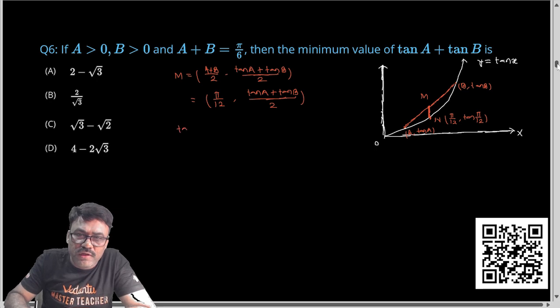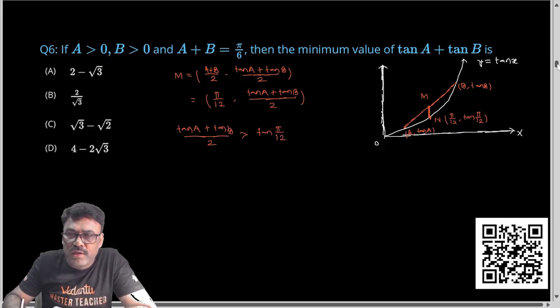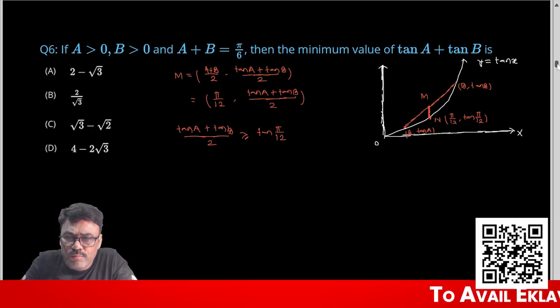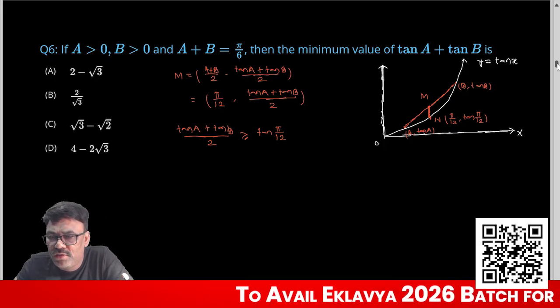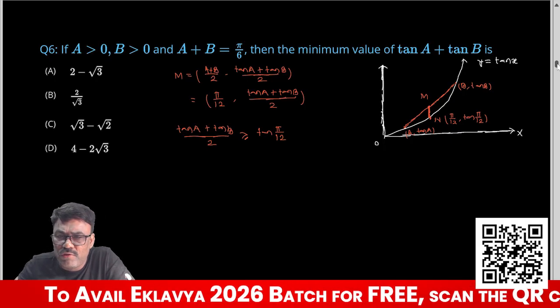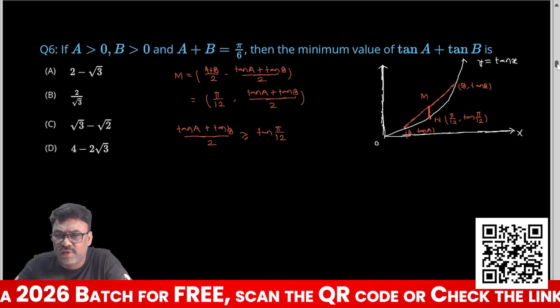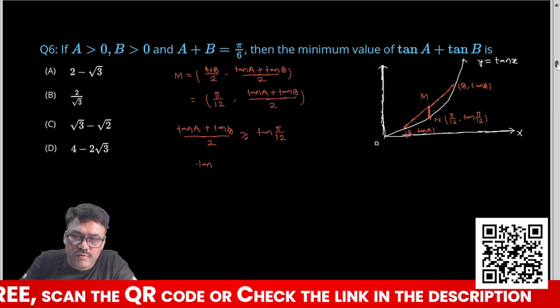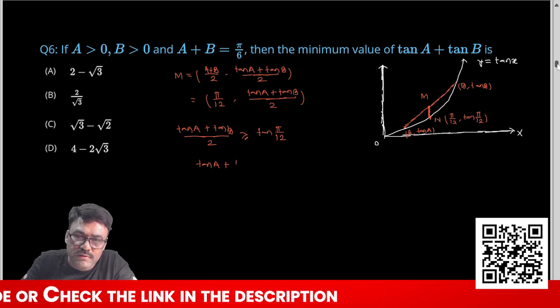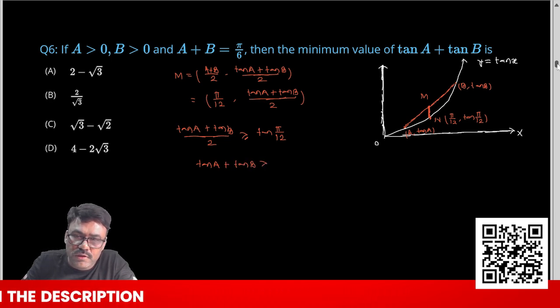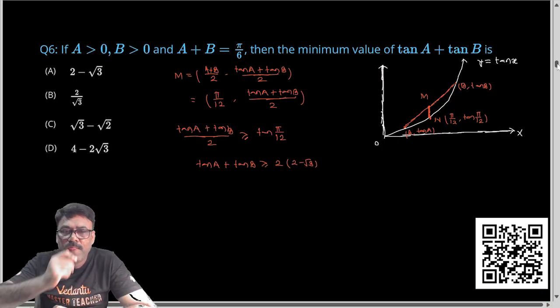So y coordinate of M, which is tan a plus tan b over 2, is greater than y coordinate of N, which is tan pi by 12. And equality will hold when both the points coincide. If I take A and B both same point, both coincide, so N will be also the same point. So equality will hold when A and B coincide. So see, you got the same thing here also. You got tan a plus tan b greater than or equal to 2 times tan pi by 12, which is 2 minus root 3, so 4 minus 2 root 3.